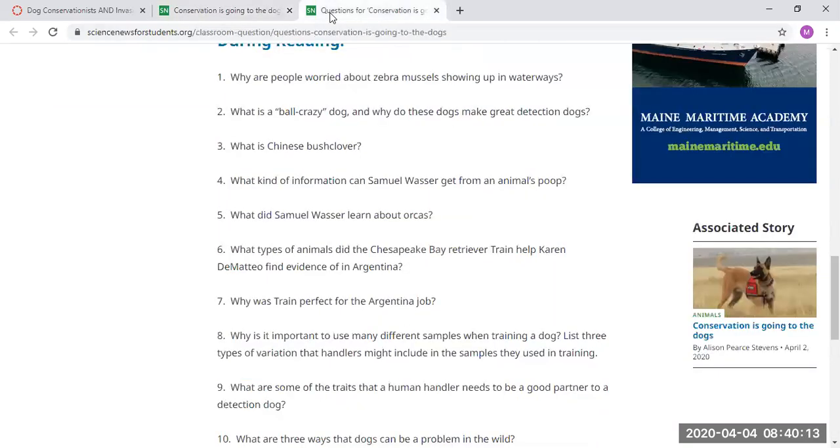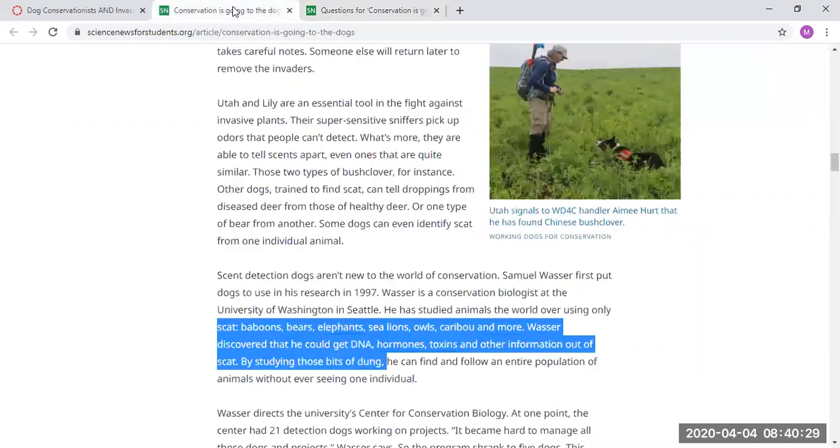So up here in your questions, you'll see: what kind of information can Samuel Wasser get from animals' poop? And the next question is also related to his work, but about orcas. So let's see what we can learn about orcas.